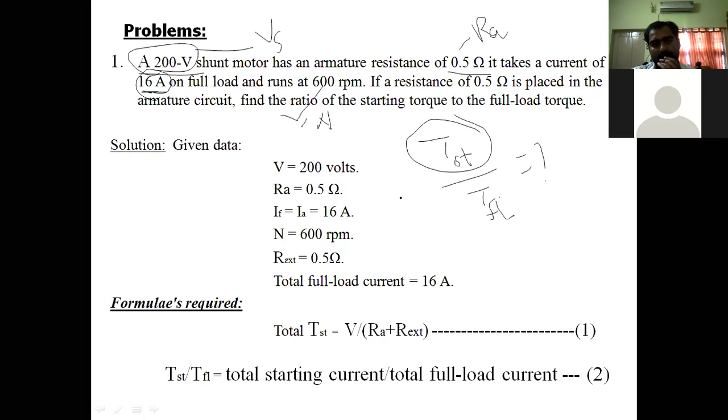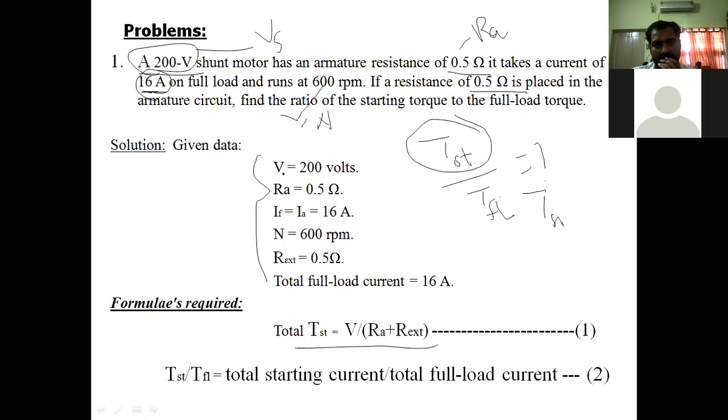So here is your equation. The starting torque is equal to V by (Ra plus R external). Why? Because here the 0.5 ohms has been connected, is placed. So please place the values. Here I have given the data.